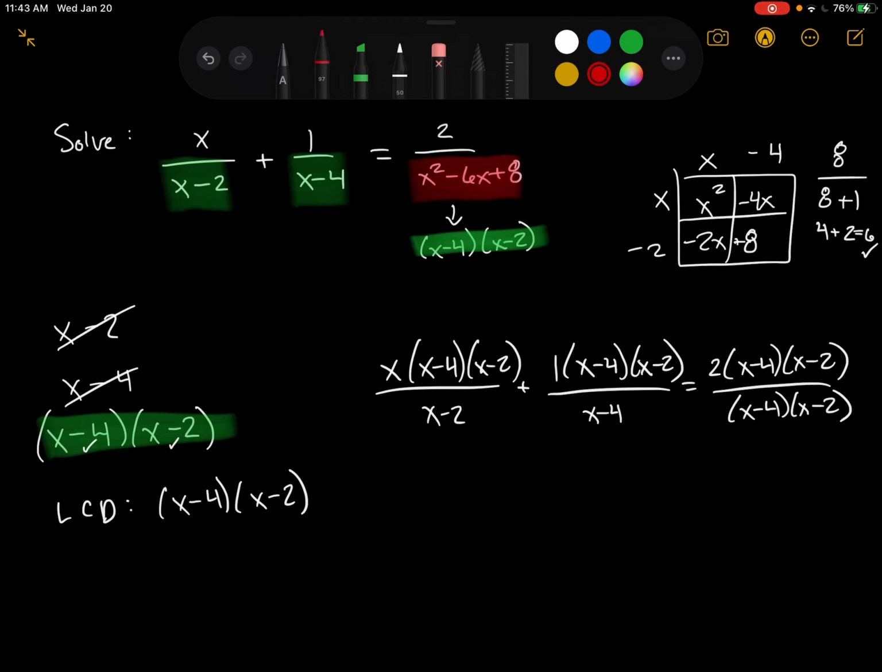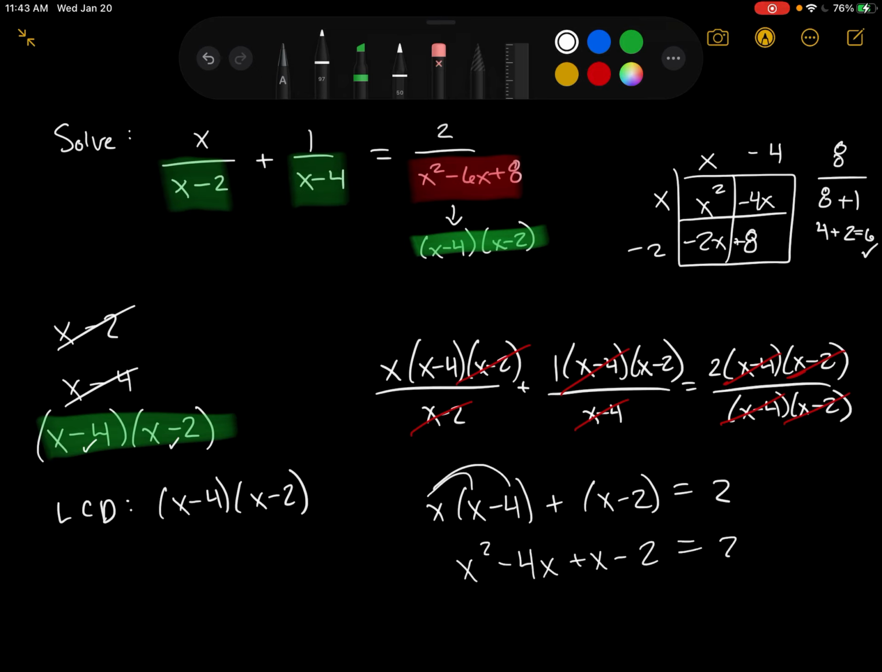Now we go through with our simplification step. Anything that we see on the top and the bottom simplifies to 1, so it cancels out. Looks like we successfully eliminated each of our denominators or simplified our denominators to 1. What this allows us to do is take what we have left and write it. And then now we can go through, do some distribution and solve. So x squared minus 4x plus x minus 2 equals 2.